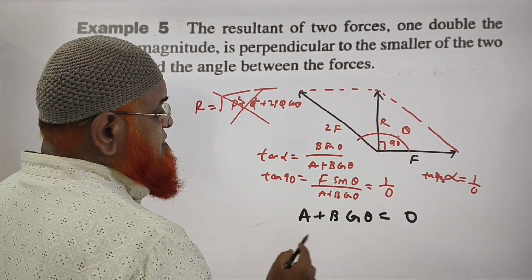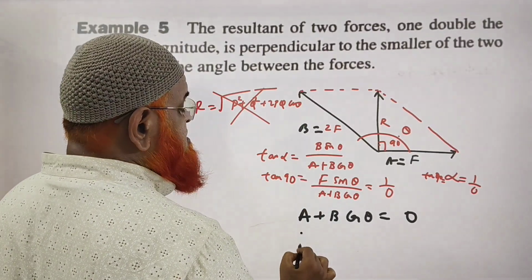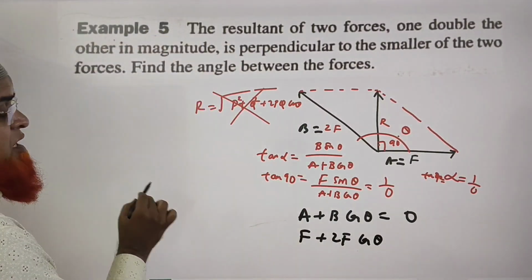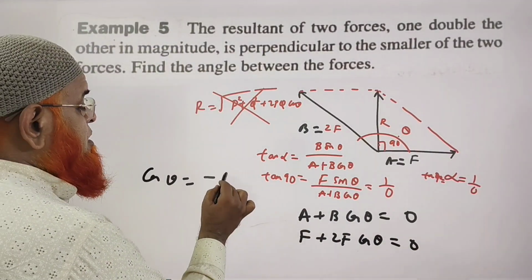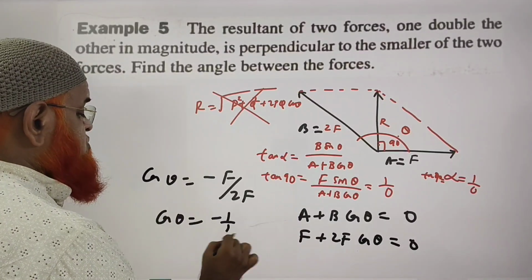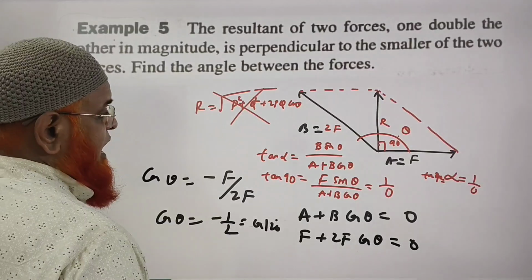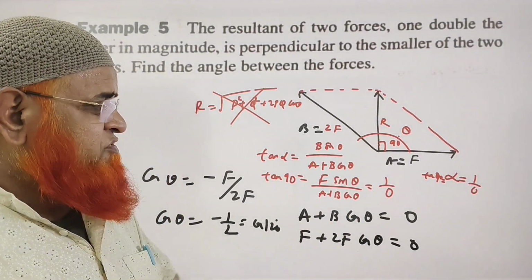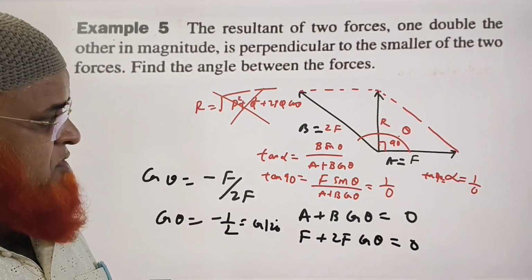Is it okay? Then what is A? This is A and this is B. So A is F plus B is 2F cos theta, equal to 0, and cos theta is equal to minus F by 2F, so cos theta is equal to minus 1 by 2. Understood? Which is nothing but cos 120. I already told you, blindly you have to write 120. Whenever this type of case comes, blindly you can write 120, where the resultant is making 90 degrees. Okay?